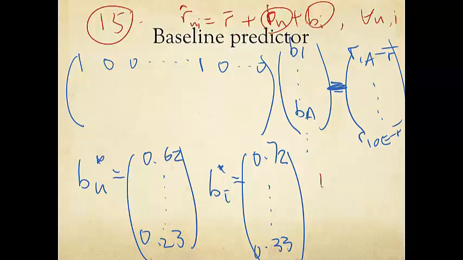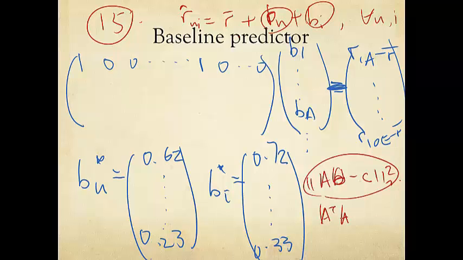And we're going to pick the right baseline predictor parameters b_u star and b_i star by solving a least squares problem. The least squares problem is, as you'll recall, the L2 norm squared of Ab minus c. We minimize this, and the solution is A transpose A times b star equals A transpose c. So what are the A, b, and c? The b is easy. That's our 15 optimization variables, these parameters under training, b_1 up to b_10, and then b_A up to b_E.